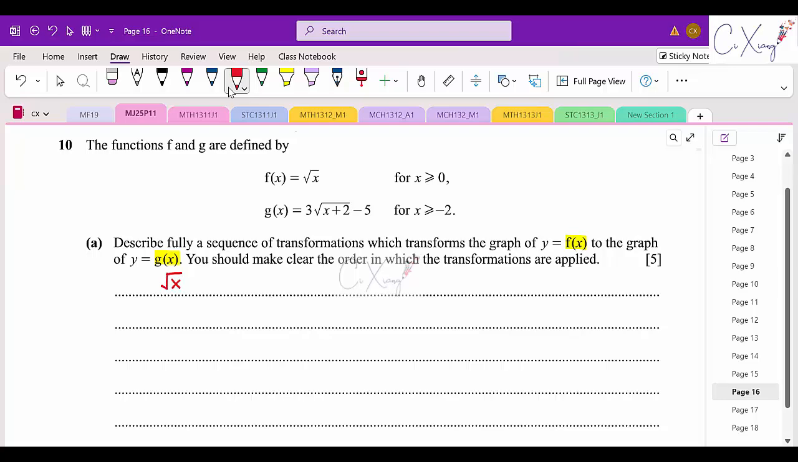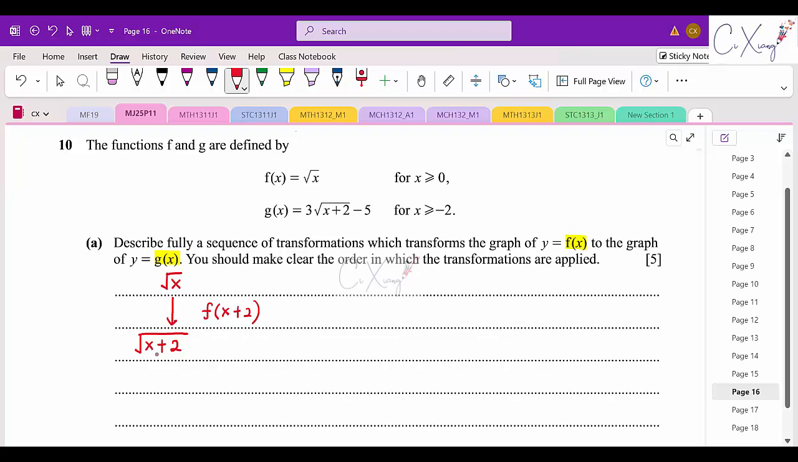When I have the square root of x, the next step that I want to get is the square root of x plus 2. We try to settle everything inside the bracket first, inside the basic function first. In this case, my basic function is actually square root x. So I want to put a plus 2 inside the basic function, and that means this is actually f(x plus 2). So how can you write out f(x plus 2)?